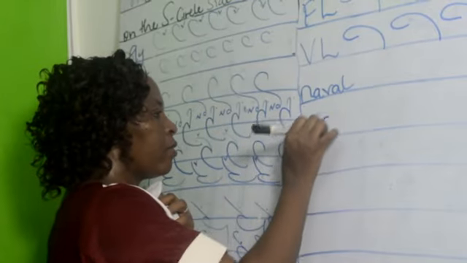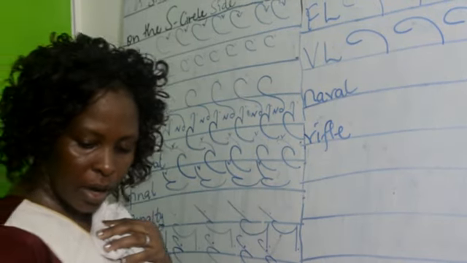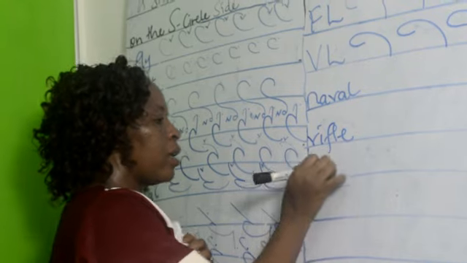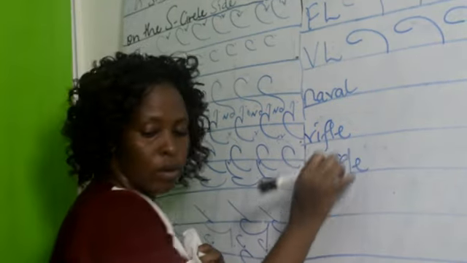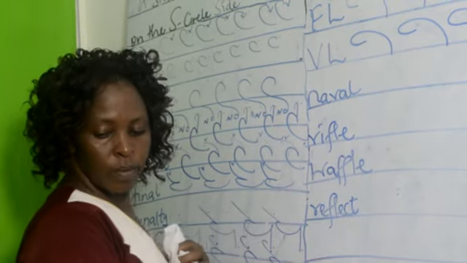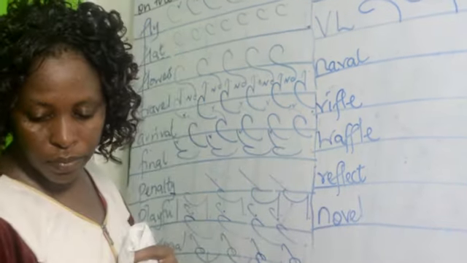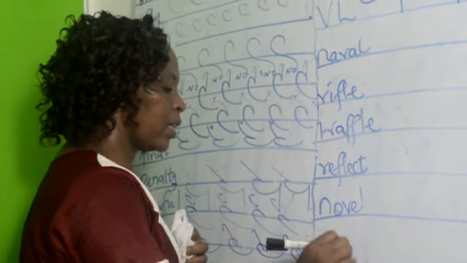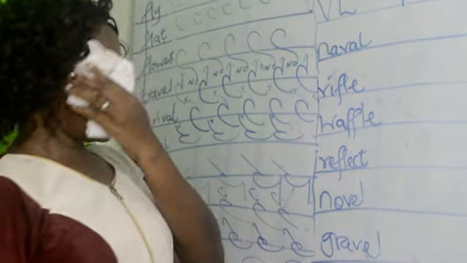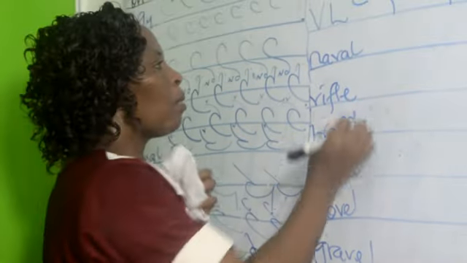We have the word naval, rifle, we have the word waffle, reflect, we have novel, and we have the word gravel. This is how we drill now these words using the reverse form.